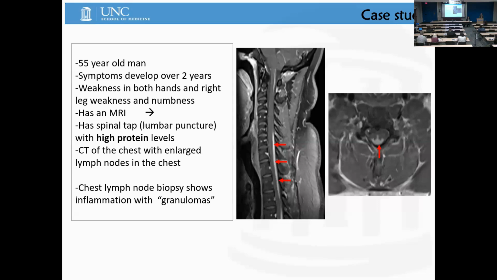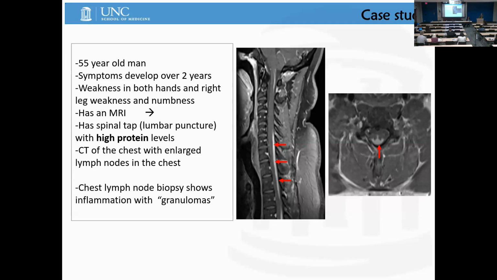So at this point, we're not quite sure what it is that's causing this. Sometimes if we don't know, then we'll try to look for evidence of inflammation in other parts of the body. So that's why whenever we see a patient with transverse myelitis and we don't know what the cause is still, despite getting the MRI and the lumbar puncture, then we'll get a CAT scan of the chest, abdomen, and pelvis, or even sometimes a PET scan of the body to look for inflammation in other areas.